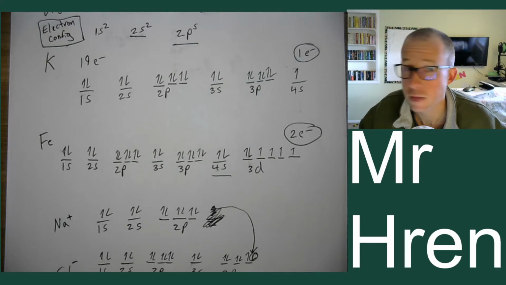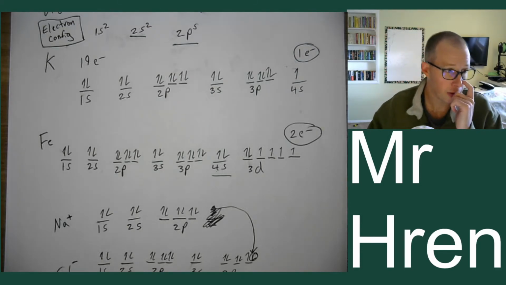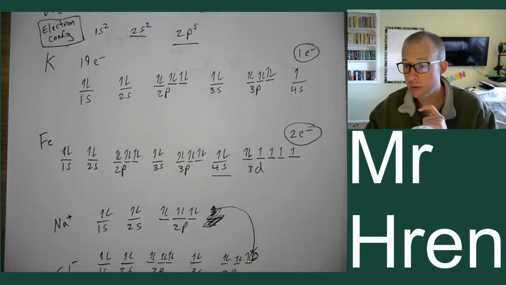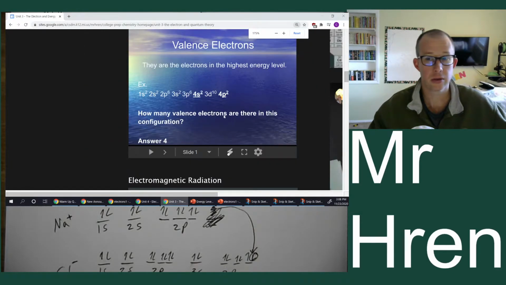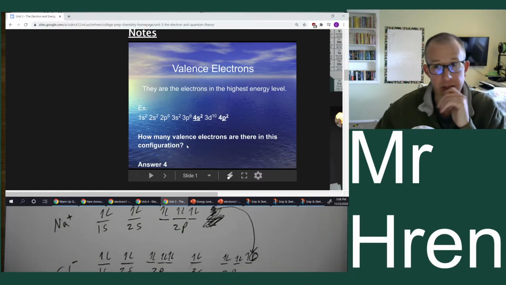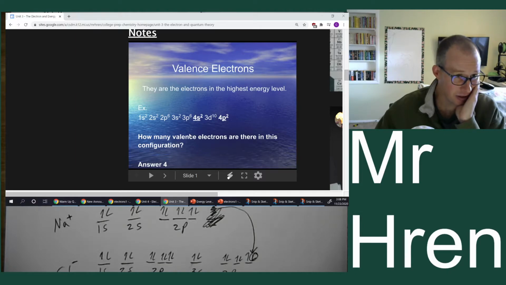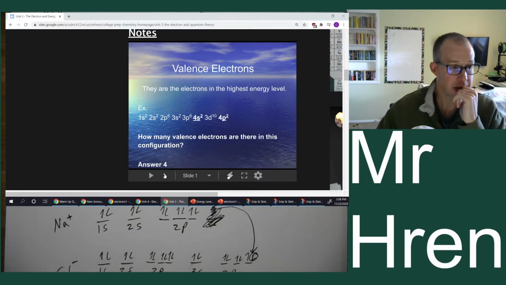So just to show you a little more, here's another example. Valence electrons are the highest energy electrons. In an example like this, you have germanium, and you can just ignore the 3d.